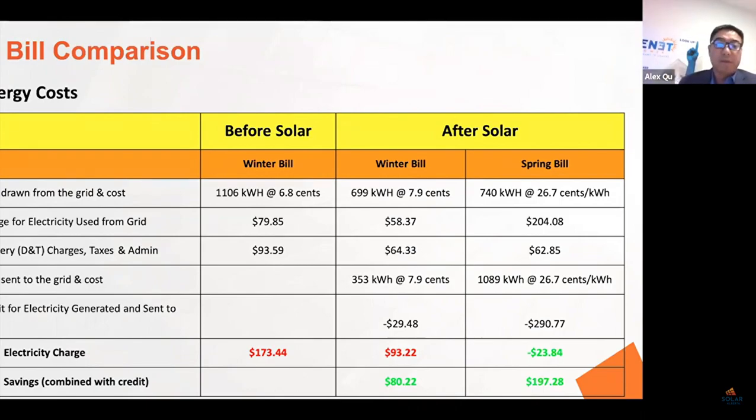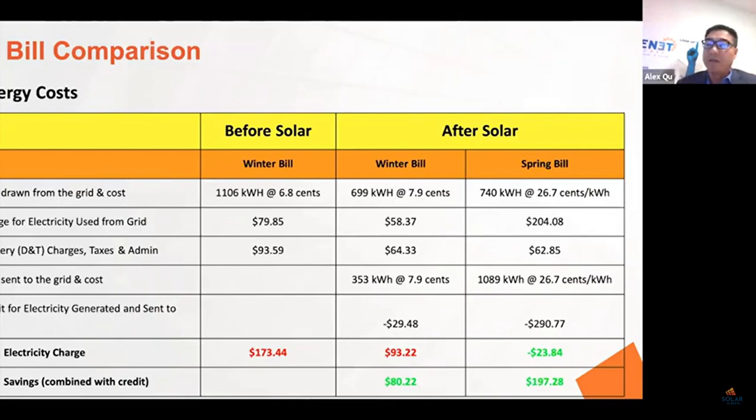After solar, the household is still a net consumer of the power from the grid in the winter. Just a reminder that this bill does not show the electricity that households consumed at the time of generation. It only shows the extra electricity that was not needed at the time of production and went onto the grid.